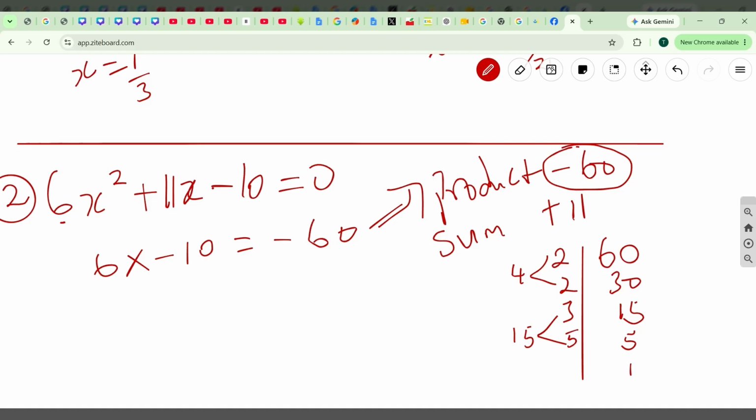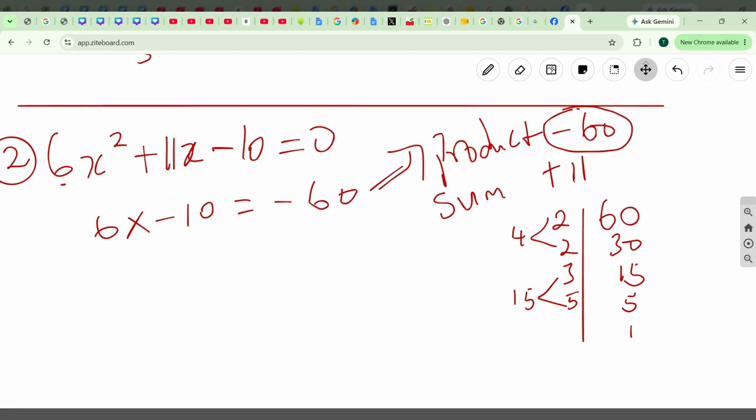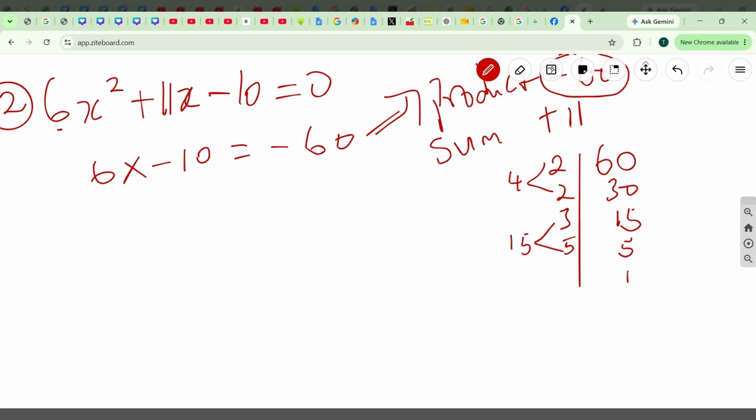So remember we are looking for 11 and 60. All right, so those two numbers are 15 and 4. Did you see how that was so easy to get? Now let's try it. 15 times 4 definitely is going to give you 60. Well, we are looking for negative 60. Don't worry.